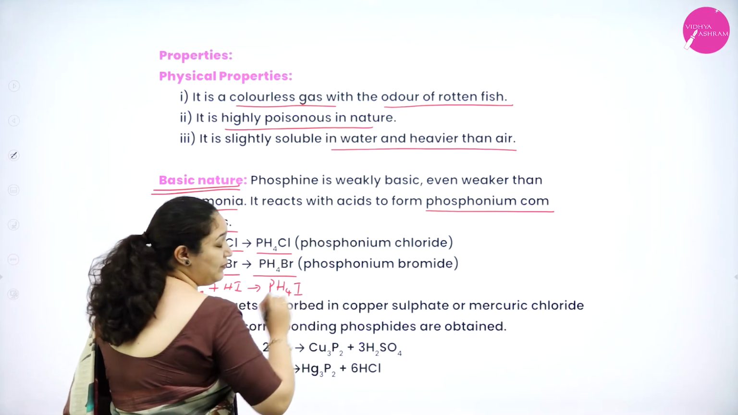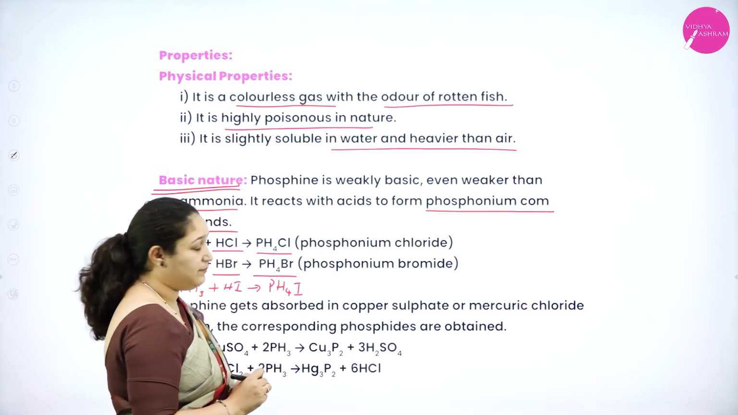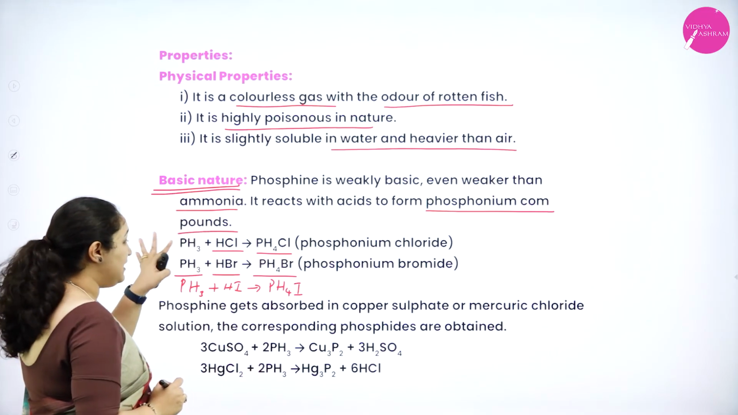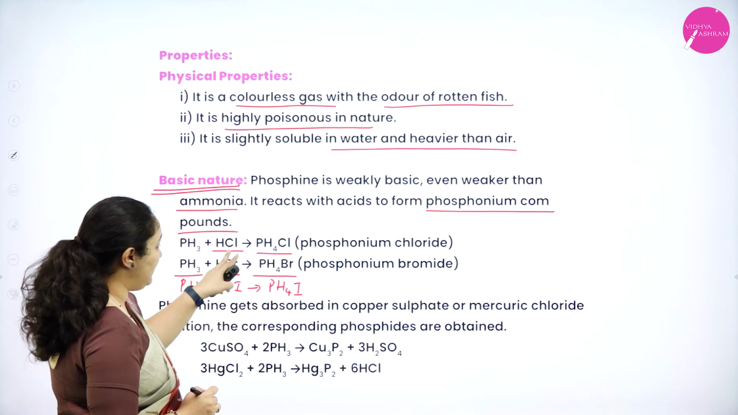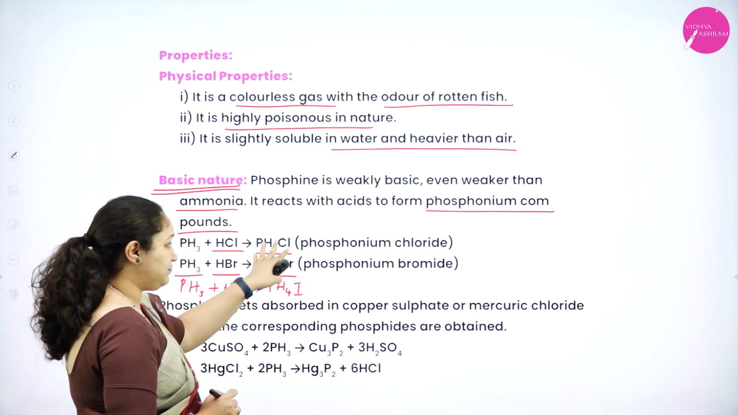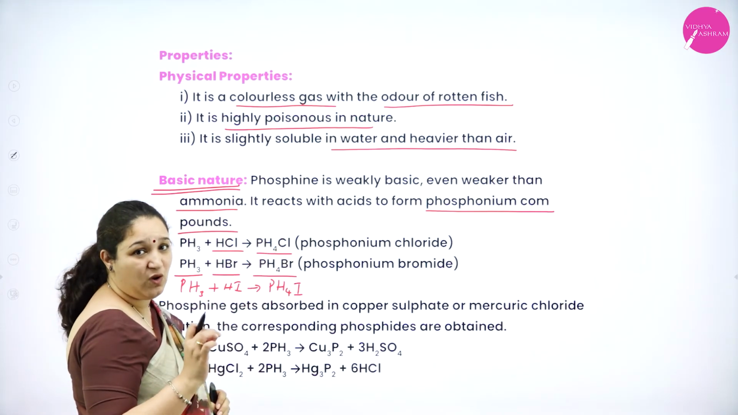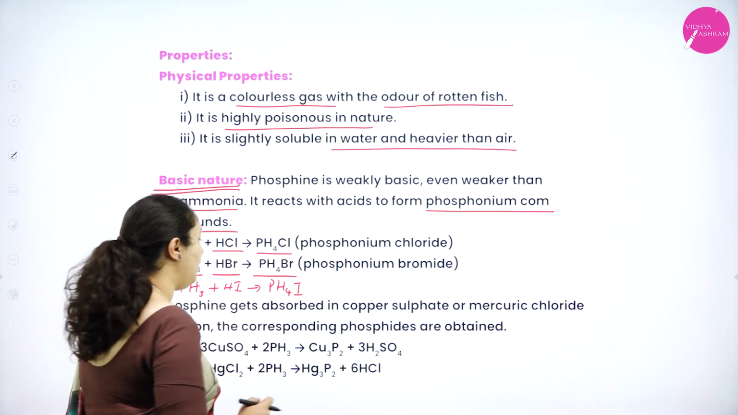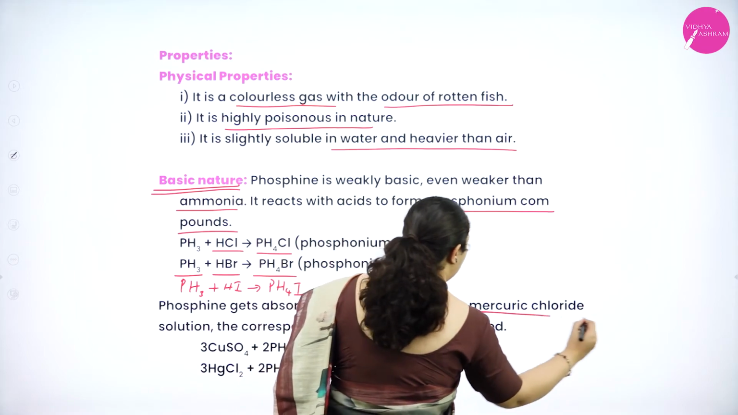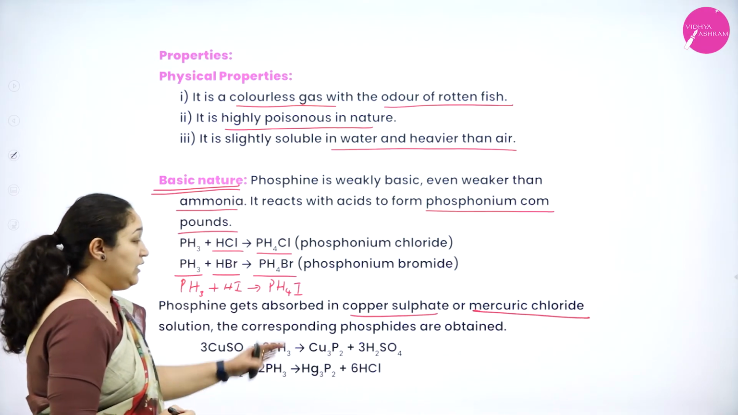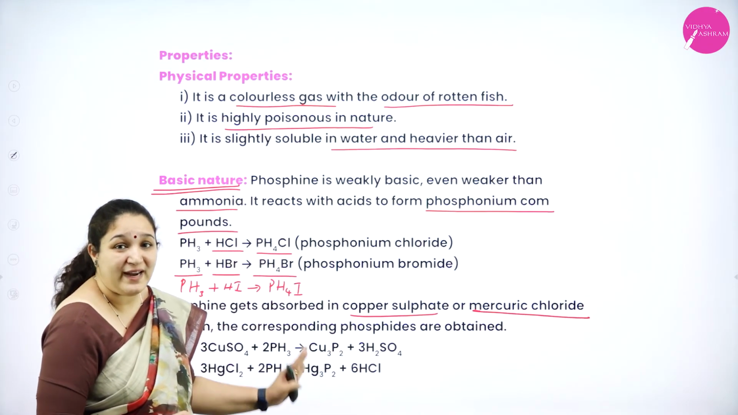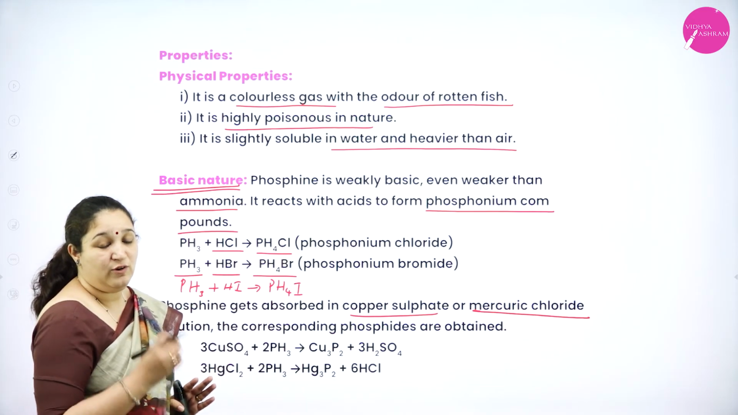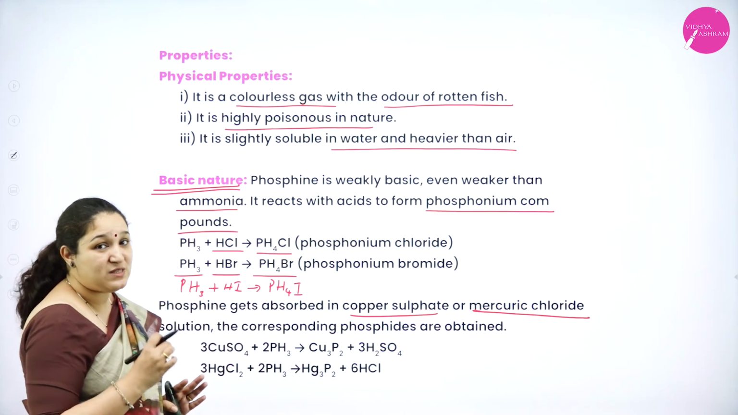PH4I, phosphonium iodide, isn't it? So what happens, it is a weak base, that's why it is reacting with the acid to form a phosphonium compound. Okay, next, phosphine gets absorbed in copper sulfate or mercury chloride solution, and corresponding phosphides are obtained. You have to be very careful when you are writing the spellings.